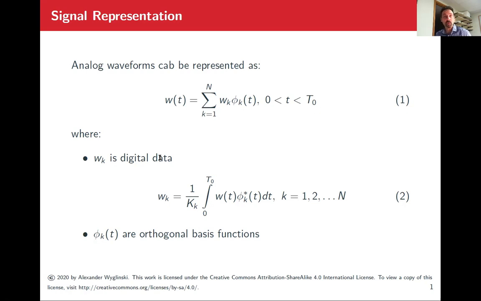So there's a typo here. At the bottom, it says orthogonal basis functions. That is not correct. It's orthonormal basis functions. Very, very big difference, and I'll explain in a minute. In fact, let me explain now.